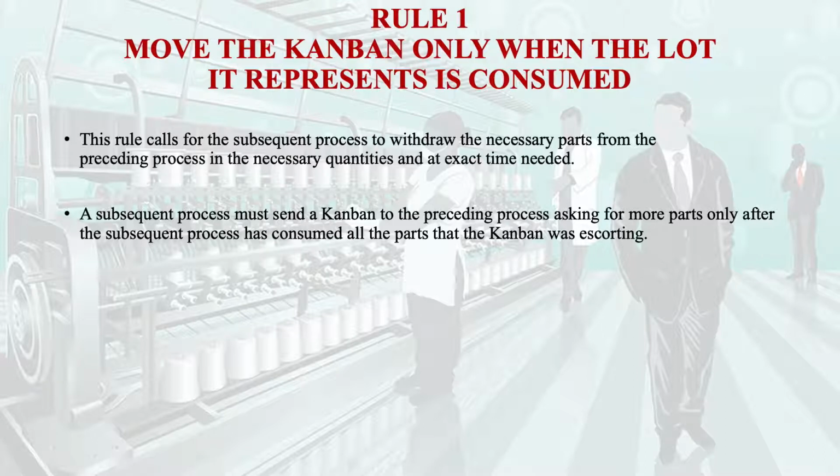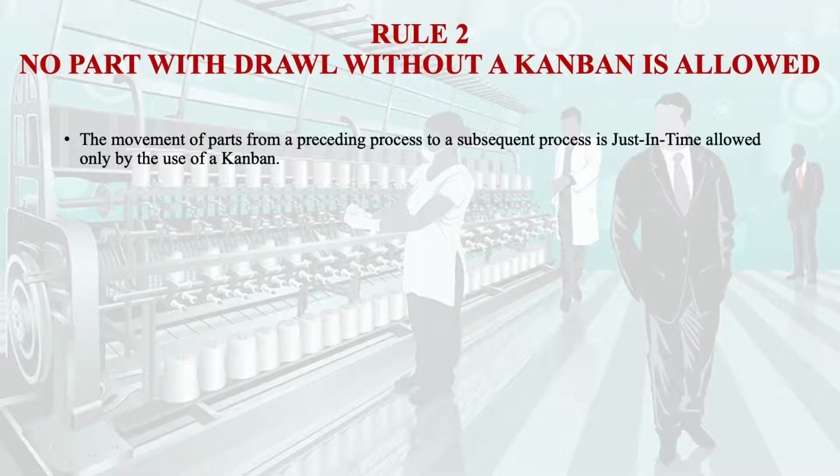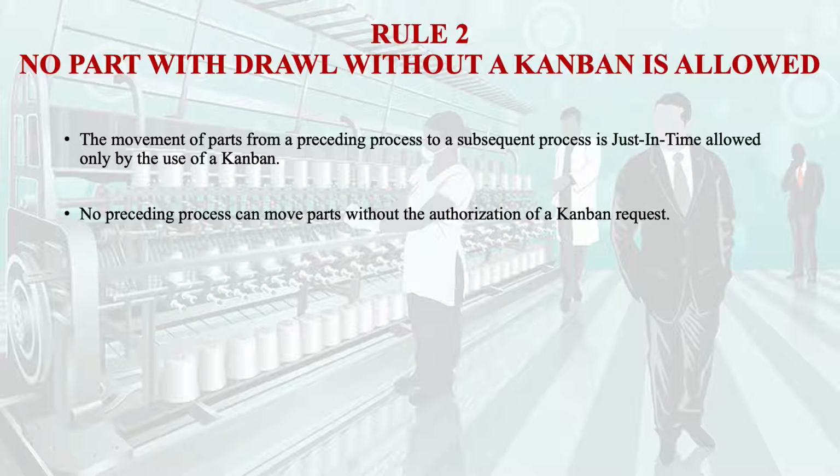Rule 2. No parts withdrawal without a Kanban is allowed. That is, if we do not receive the withdrawal Kanban, we cannot pass the part to the subsequent section. The movement of parts from the preceding process to the subsequent process in just-in-time is allowed only by the use of Kanban. No preceding process can move a part without the authorization of a Kanban request.